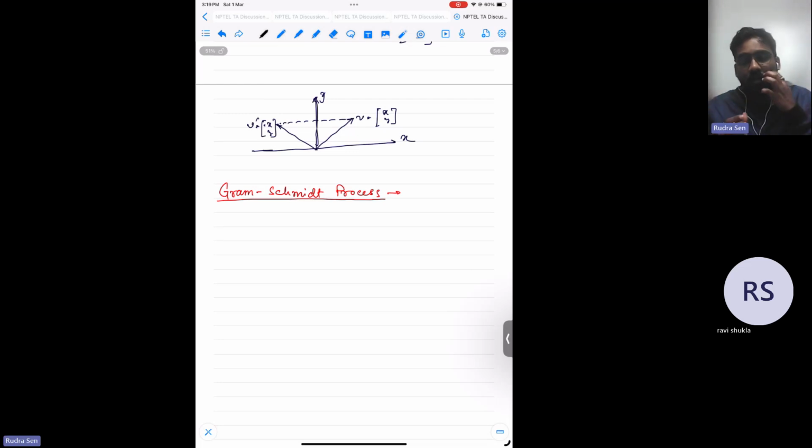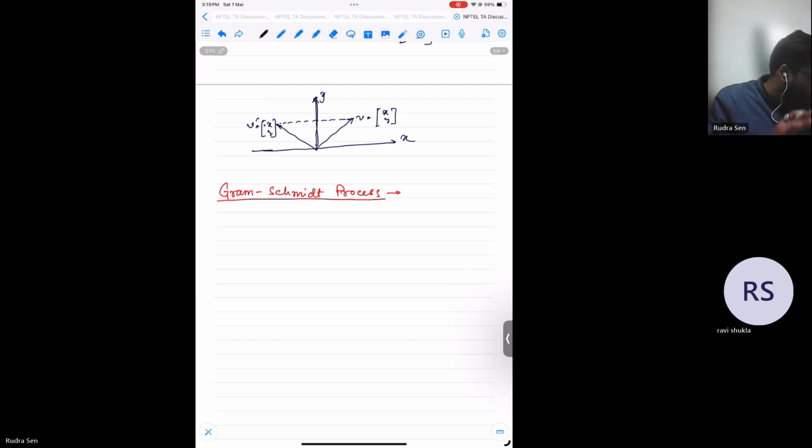Even in 3D, or I mean, since we cannot visualize beyond 3D, right? Because our world is basically in 3 dimensions. We cannot visualize beyond 3D. So using this Gram-Schmidt process, we can design our own coordinate system. We can basically design our own coordinate system.